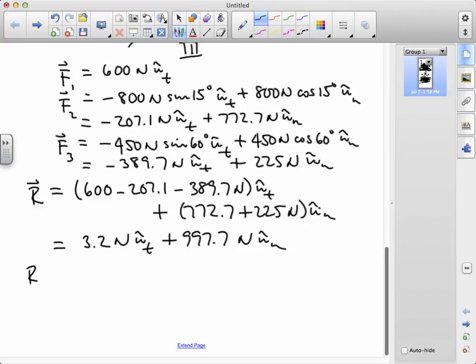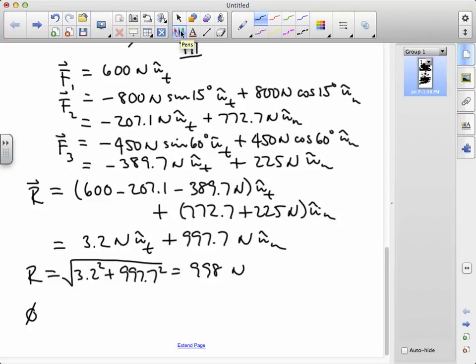So we could find a resultant again as the square root of the sum of the squares, but the tangent component is essentially negligible, and this ends up giving us 998 newtons. We could define an angle phi off the tangent axis as the arctangent of the ratio of the normal component to the tangent component. And this is going to be obviously a very large argument. The arctangent of infinity would be 90 degrees. This ratio is something like 312, and so if we take the arctangent, this actually turns out to be something like 89.8 degrees.